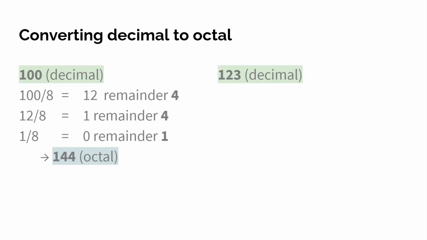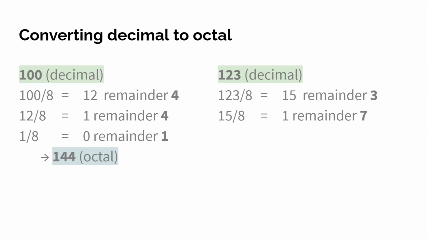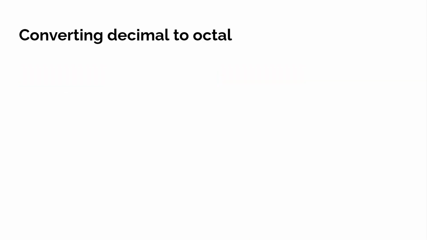Let's look at another example. 123. Again, we start with our decimal number. 123 divided by 8 is 15, remainder 3. We go on with the 15. 15 divided by 8 is 1 with a remainder of 7. 1 divided by 8 is 0 with a remainder of 1. We again take our remainders from bottom to top, so we get 173 as our octal number.